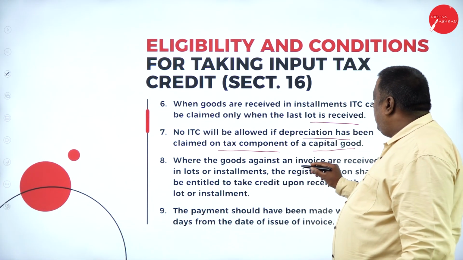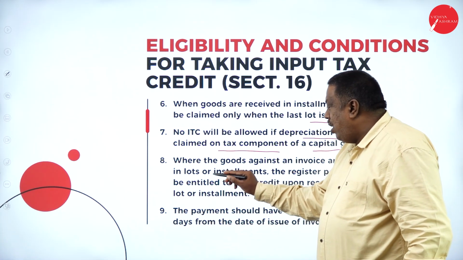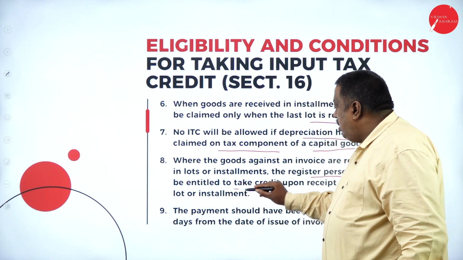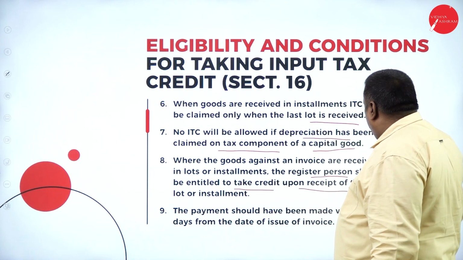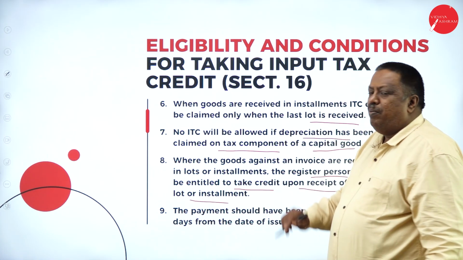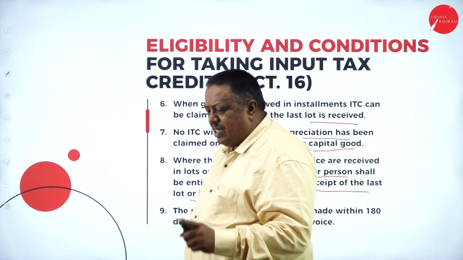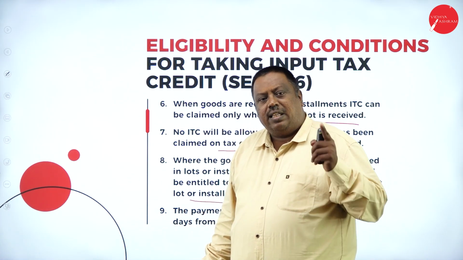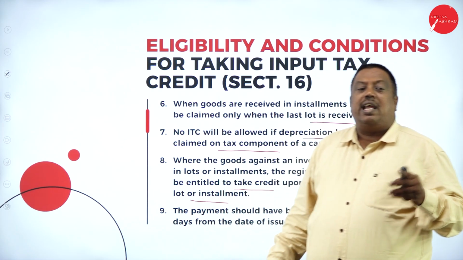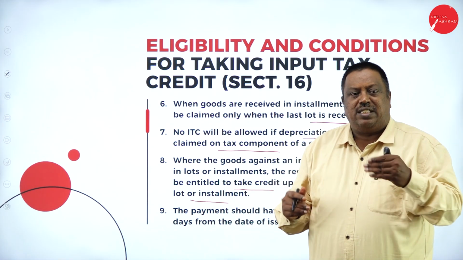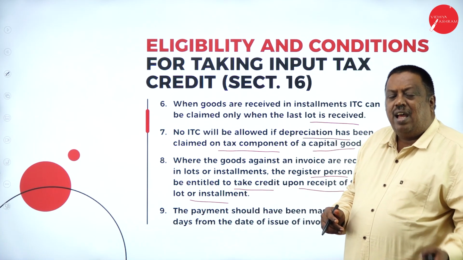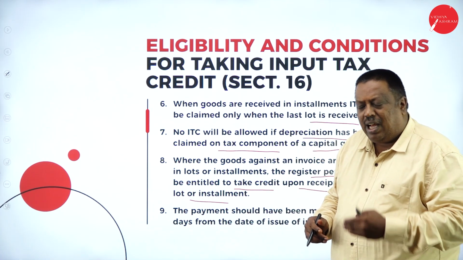Where the goods against an invoice are received in lots or installments, the registered person shall be entitled to take credit upon receipt of the last installment. I can take the benefit only if I receive the tax invoice or other documents related to the installment procedure, first, second, third, fourth and the final installment. At that time, I can claim the ITC.